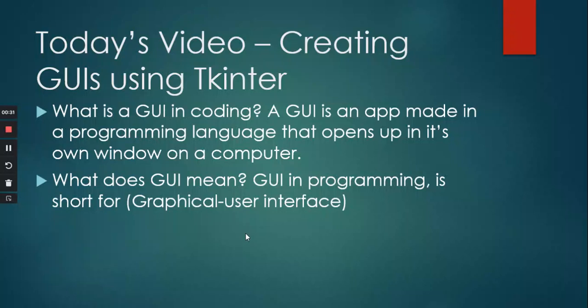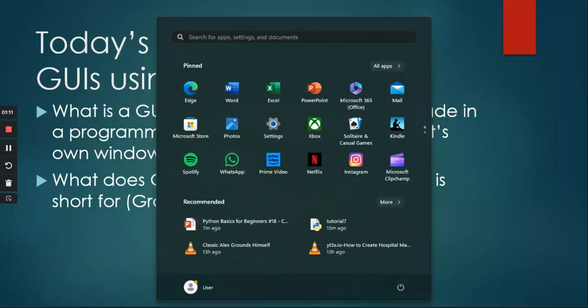In today's video, we'll be creating GUIs, graphical user interfaces, using Tkinter. First, what is a GUI in programming? A GUI is an app made in a programming language with a certain library that, when you run the program, will make a separate window with the app. Now, what does GUI actually mean? A GUI in programming is short for graphical user interface. So this allows you to add text inputs, labels, buttons, and many more, and also app titles. So let's get started on building the app.